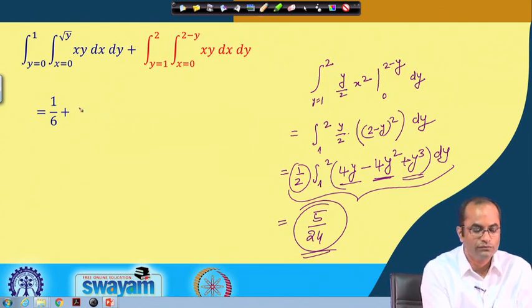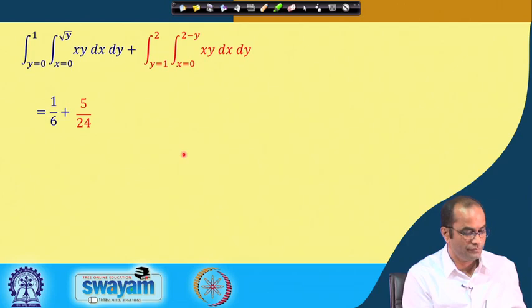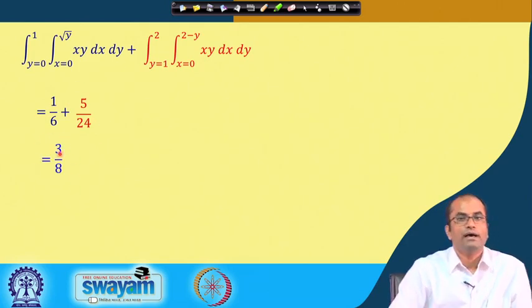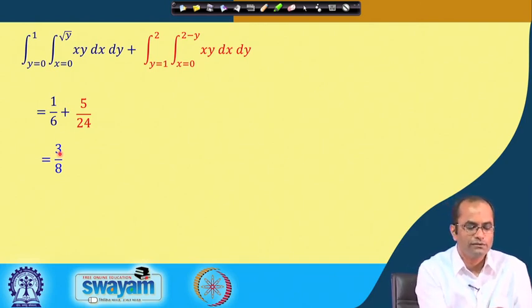So, 5 by 24 we need to add here. So, if we add this 5 by 24, then this will become 3 by 8. So, the value of this integral is 3 by 8, and we have used again the idea of change of order of integration, which was not necessary in this case.